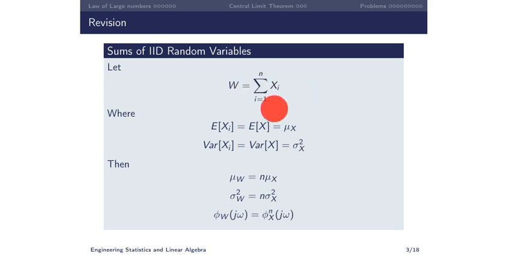Then if they are added up together, we have w equal to the summation from i equal to 1 to n of xi. Then since they are identical, the mean of each one will correspond to mu x, and variance of each one will be sigma x square. Then the mean of this sum, mu w, will be n times mu x, and variance will be n times sigma x square, and the characteristic function will be the nth power of the characteristic function of x. So these are the things we have studied in the last class.